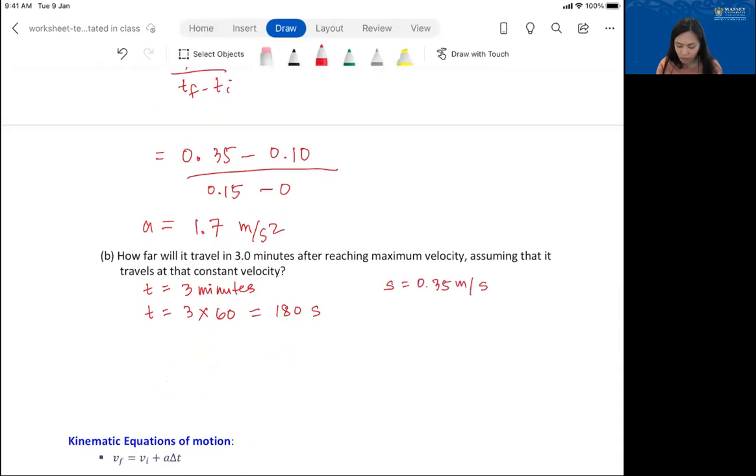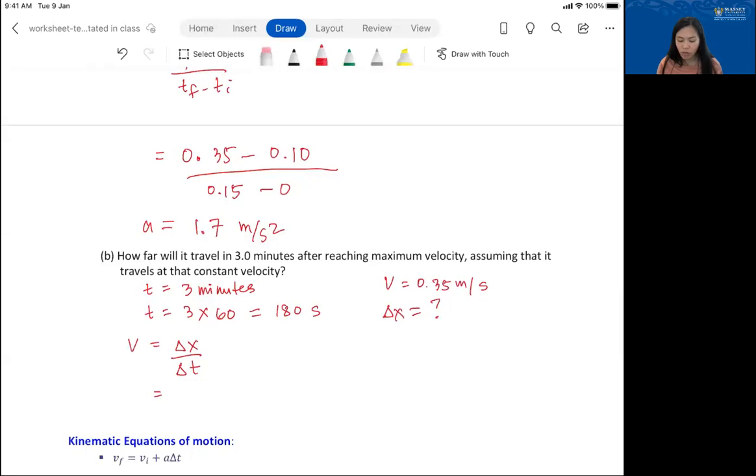Yeah, V, let me just use V. And you want to find how far it will travel, delta X. Right, so we know position is related to velocity via the change. So velocity is the change in position divided by the time it takes to cover that distance traveled. It's how far the car will travel.